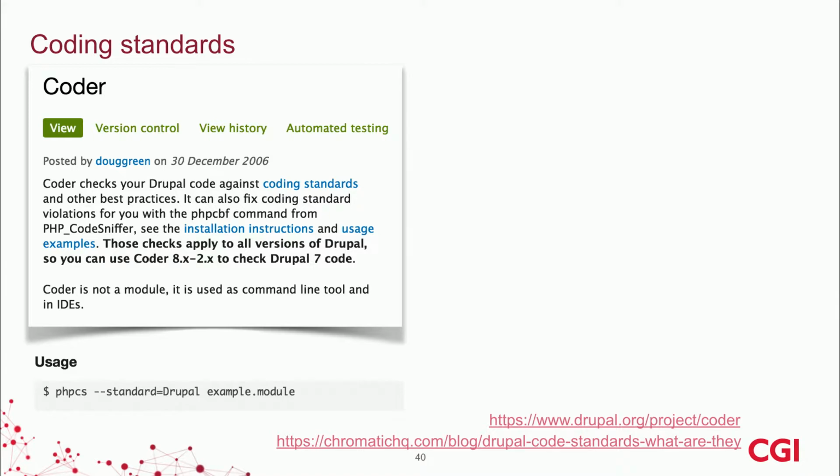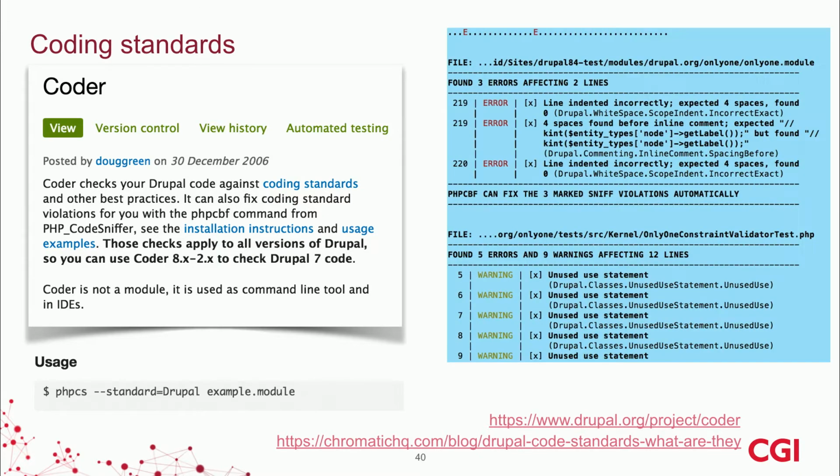Another important part in the Drupal community is to use the coding standards. Have you used the Drupal community coding standards before? No? Okay. We have a tool, Coder, and we have a command that we can use, phpcs, and this command will generate a file like this. In this file, you will find all the standard problems you have in your project.